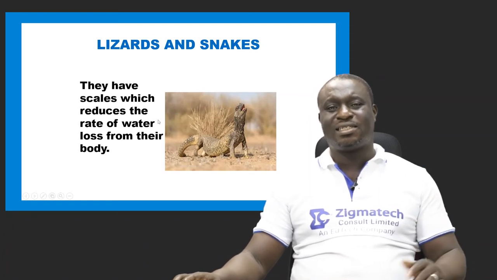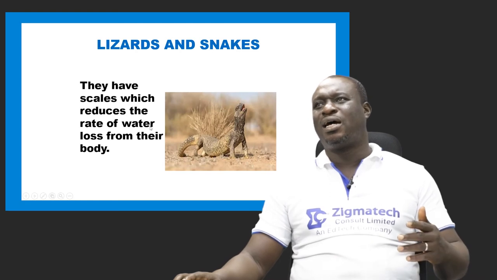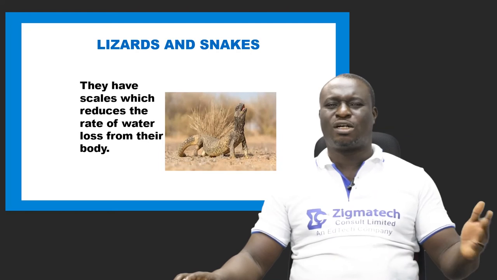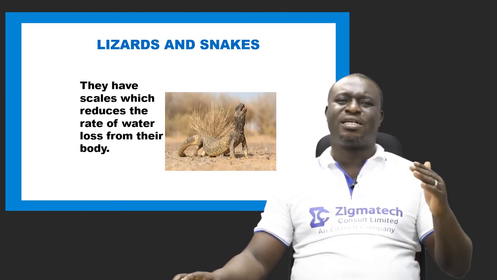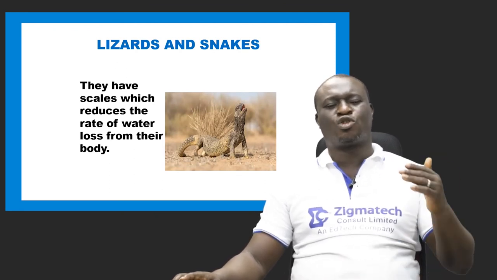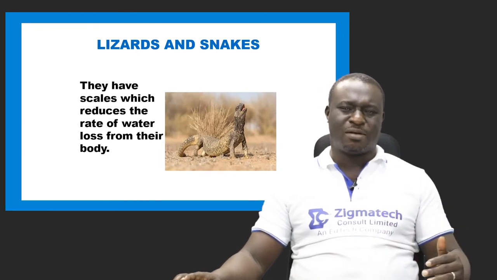And you also find lizards. You also have different kinds of lizards. We have the monitor lizards and so many of them, the dragon lizards and all that, they can be found in arid lands. Now, these lizards have scales which also help to reduce the rate at which water is being lost from their bodies.